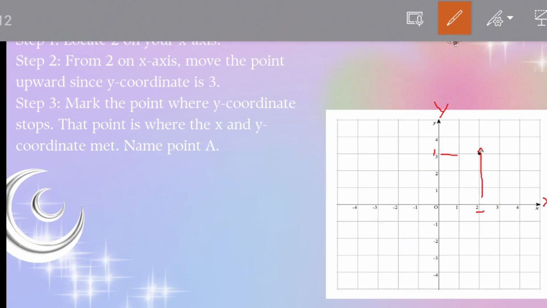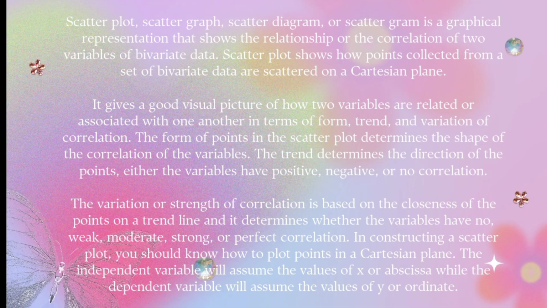Step 3, mark the point where y-coordinate stops. That point is where the x and y coordinate met. So, diri nagmet ang x and y coordinate. Then we name the point letter A. Scatter plot, scatter graph, scatter diagram, or scattergram is a graphical representation that shows the relationship or the correlation of two variables of bivariate data.